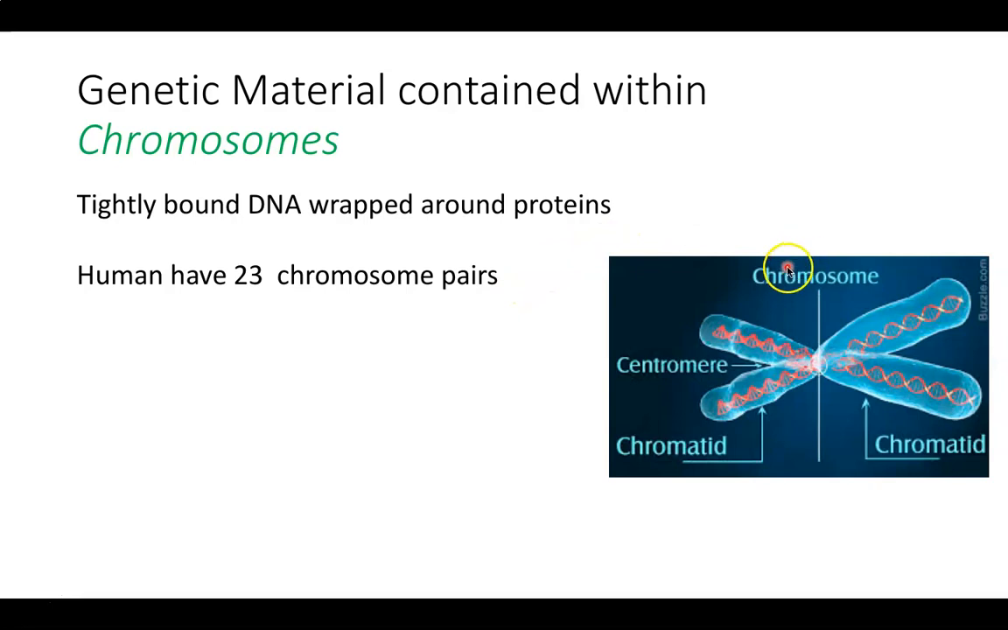When you're looking at the structure, you can see, again, it's an X-shaped structure. Each arm of the X, we call a chromatid. So you see that's labeled here and also labeled here. And in the middle of the chromosome, we call that area a centromere. So just like centra is kind of like central, right in the middle, a centromere is the middle of the chromosome.